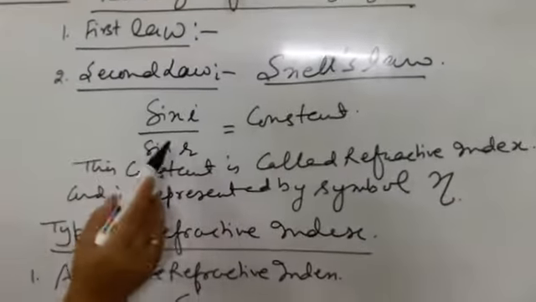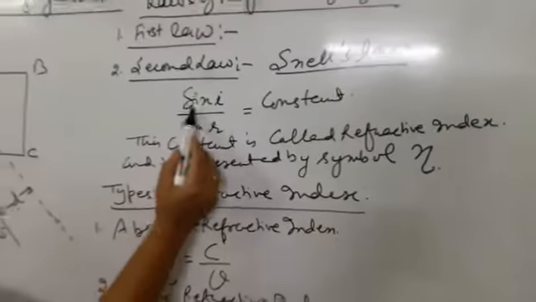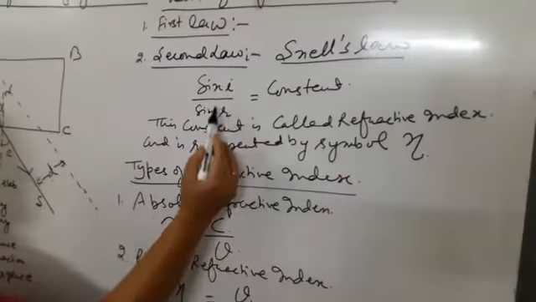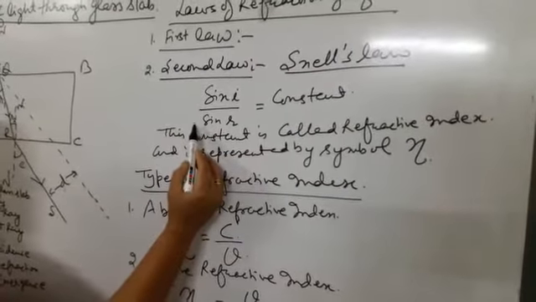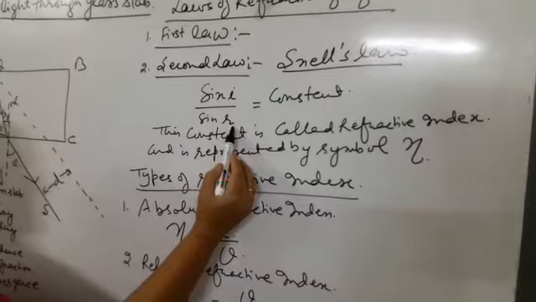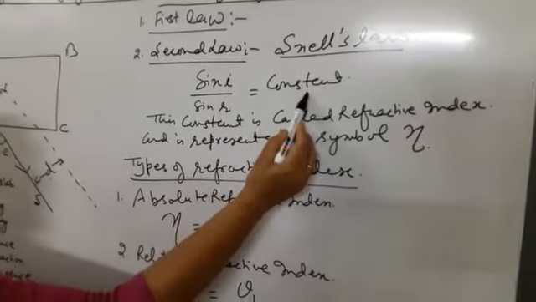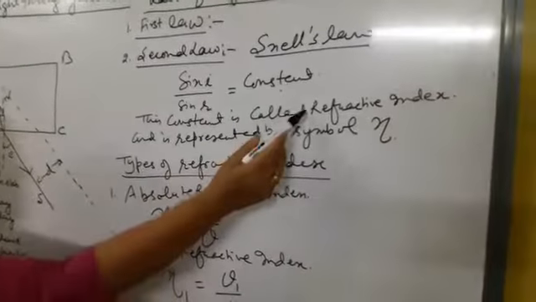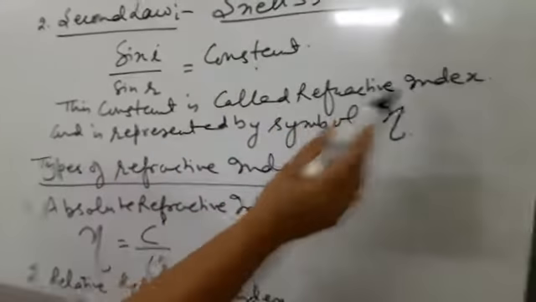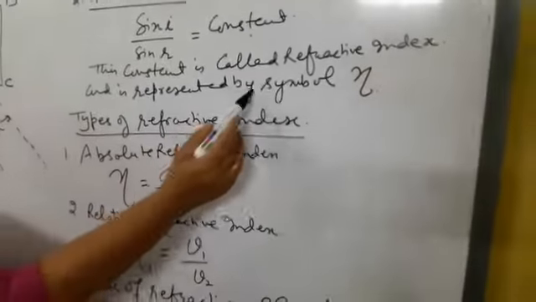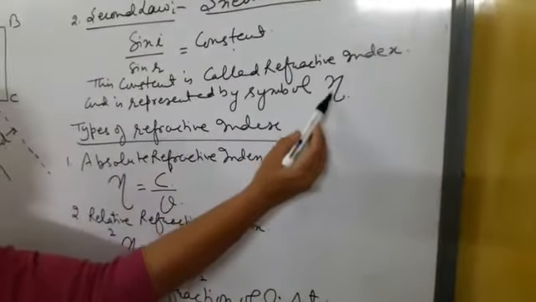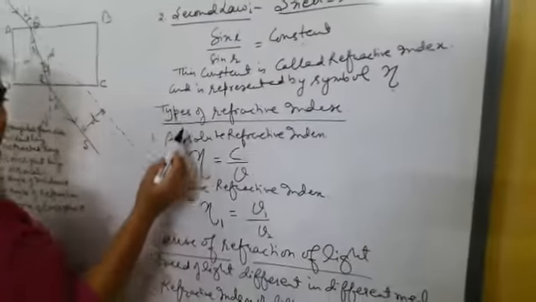It states that the sine of the angle of incidence upon the sine of the angle of refraction is always a constant, and this constant is called the refractive index. It is represented by the symbol nu.